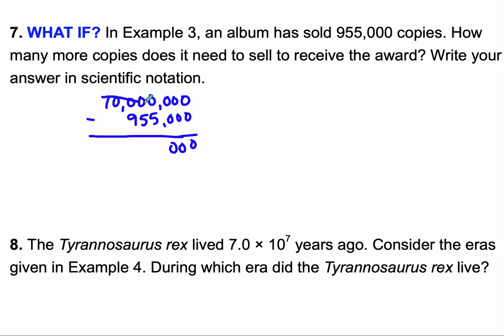I'm going to borrow from 1,000. It's going to become 999. And this 0 will become a 10. 10 minus 5 is 5. 9 minus 5 is 4. 9 minus 9 is 0. 9 minus 0 is 9. So now I'm going to make it scientific notation. I'm going to put my decimal in. And then I have 1, 2, 3, 4, 5, 6. So 9.045 times 10 to the 6th power copies.